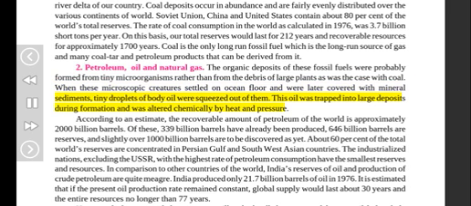This oil was trapped into large deposits during formation and was altered chemically by heat and pressure. According to an estimate, the recoverable amount of petroleum of the world is approximately 2,000 billion barrels. Of these, 339 billion barrels have already been produced, 646 billion barrels are reserves, and slightly over 1,000 billion barrels are to be discovered as yet.